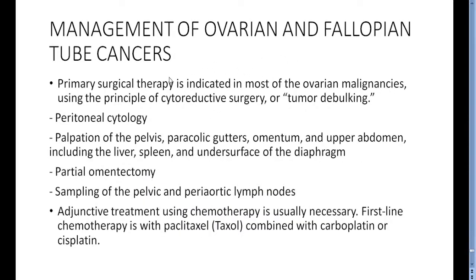Management of ovarian and fallopian tube cancers is very much the same. Primarily surgical therapy is indicated for most of the ovarian malignancies, so-called tumor debulking. Also, we need to do peritoneal cytology, palpation of the pelvis, paracolic sinuses, omentum, upper abdomen, including liver, spleen, diaphragm. Of course, we do, for this reason, omentectomy or resection of the omentum, and sampling of the pelvic and para-aortic lymph nodes, very important.